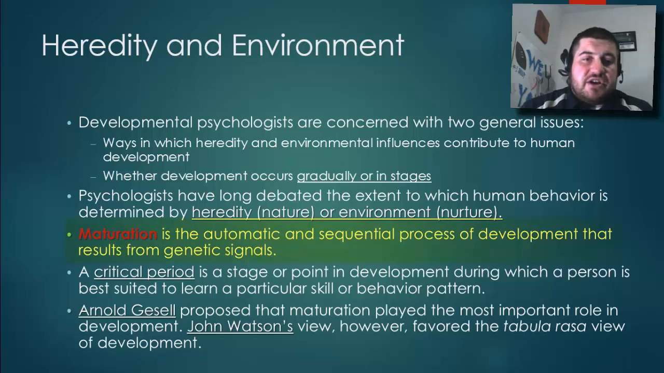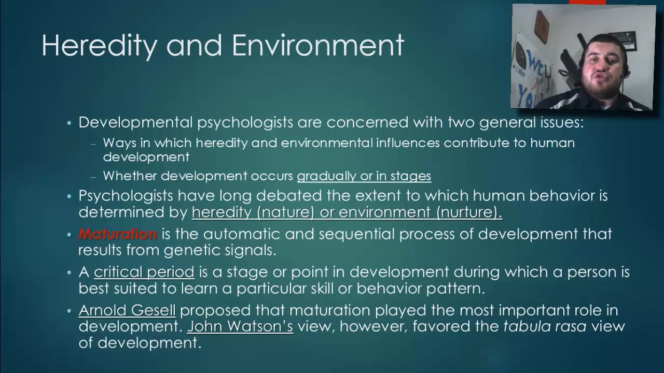Maturation is a key word you've got to know, and it's just like the word mature, the root word of maturation. It's the automatic and sequential process of development that results from genetic signals. So that pituitary gland, part of your endocrine system in your brain, the master gland, which controls all the other glands and tells them what to do, those are maturation, and that helps you develop.